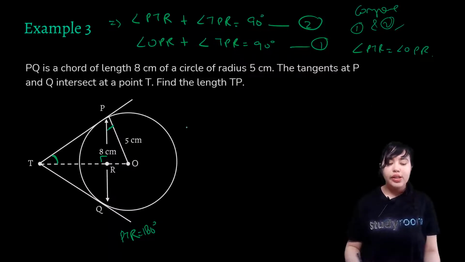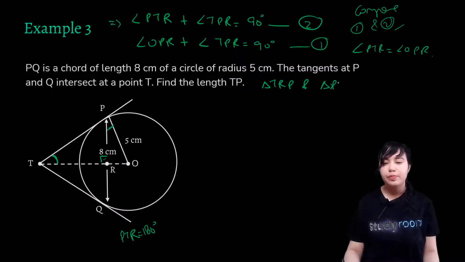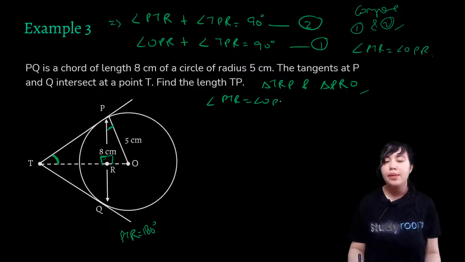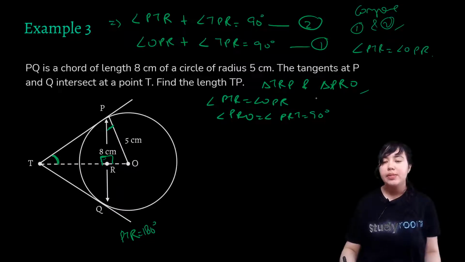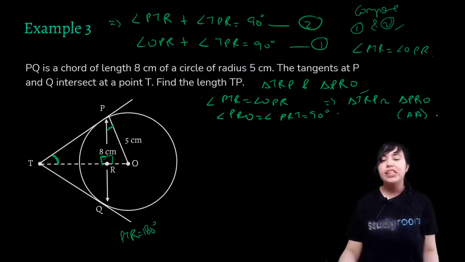So if we look at triangle TRP and triangle PRO, we notice that these two angles are equal. This angle is 90, this angle is 90. So just quickly write that angle PTR is equal to angle OPR, proven above, and angle PRO is equal to angle PRT, equal to 90 degrees. So by AA axiom, we can say that triangle TRP is similar to triangle PRO, by AA similarity criterion.